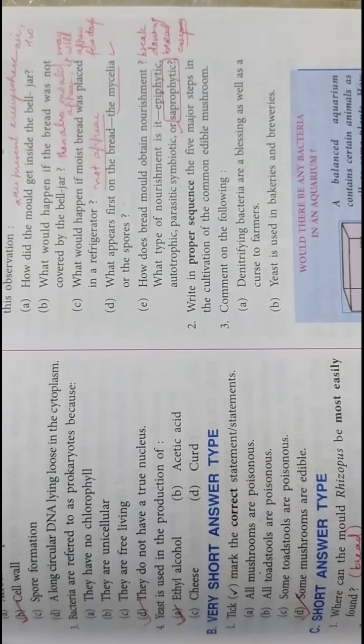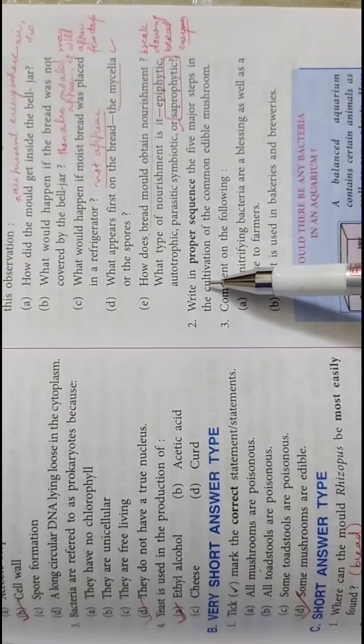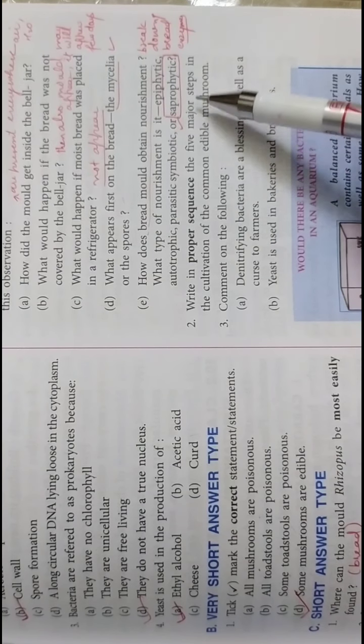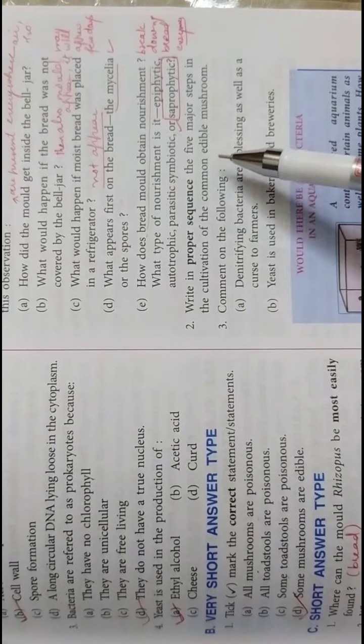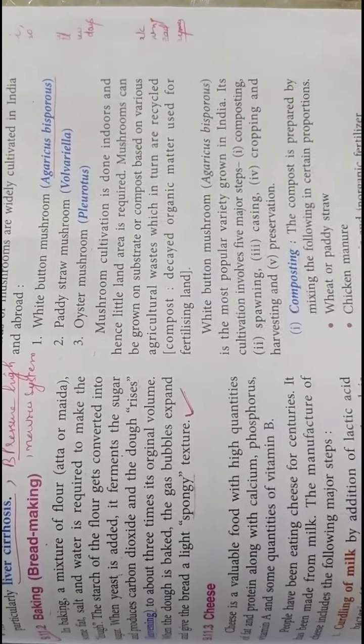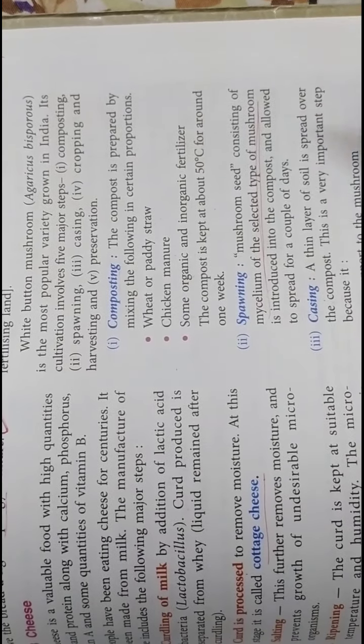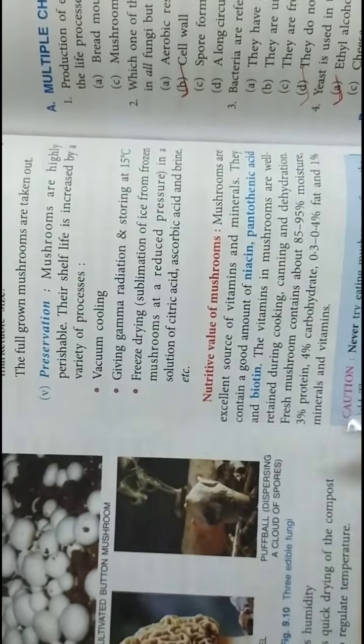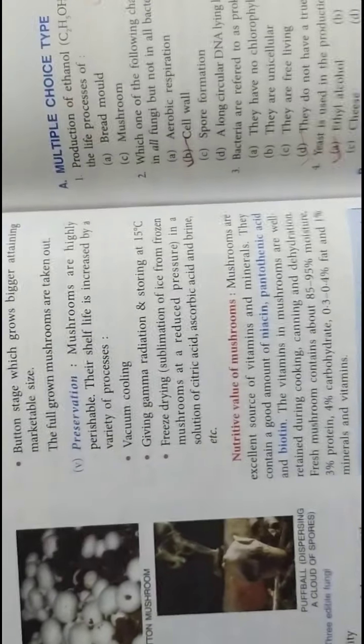Saprophytic nourishment. Then the next question is, write in proper sequence the 5 major steps in the cultivation of common edible mushroom. Here you have studied the first step, composting, then spawning, then casing. You can note down here just the names, one line is enough. Then cropping and harvesting, and then the last is preservation. Then comment on the following.